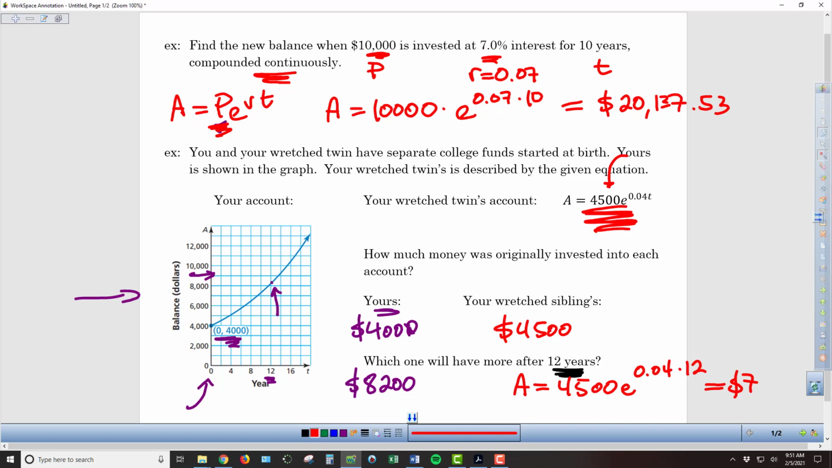So we get a total of $7,272.33. So thankfully, even though your parents gave more to your sibling, you ended up with an extra almost $1,000 because clearly the interest rate in which your money is invested is performing a little bit better than that of your sibling.